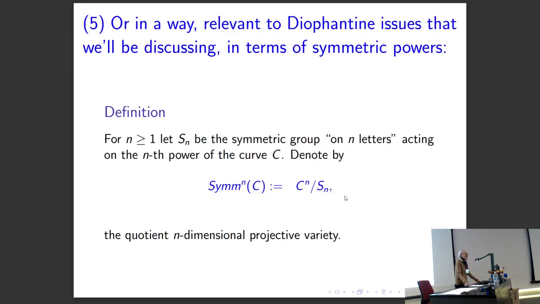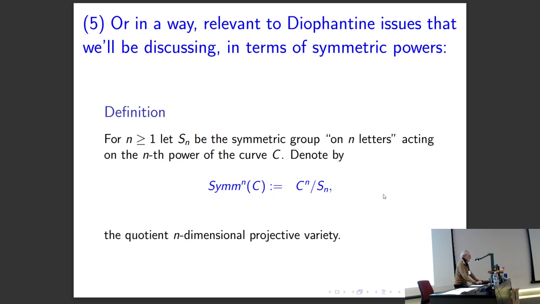But there's another way of thinking of the Jacobian. There's another way, and it's more relevant to the Diophantine issues that I want to discuss. It's in terms of symmetric powers. So here's a definition.